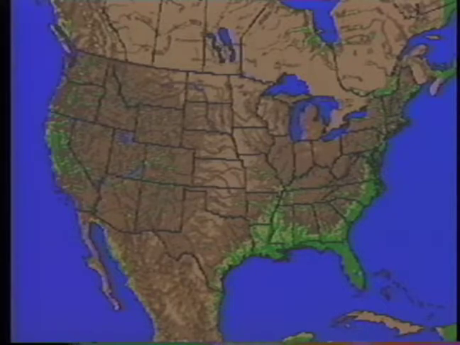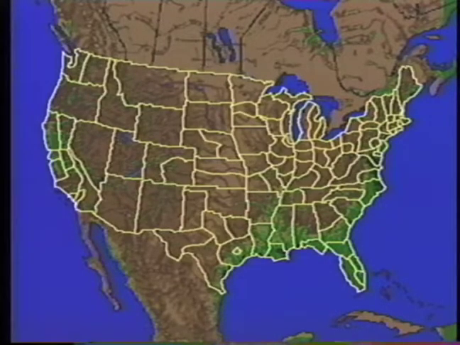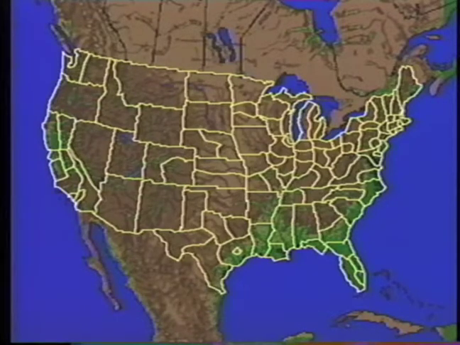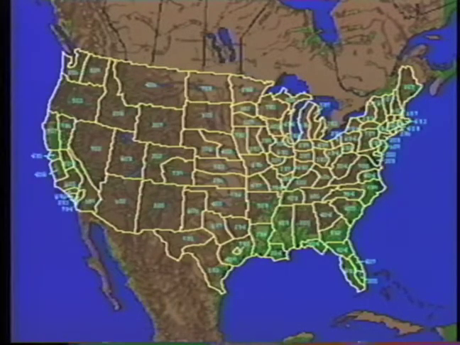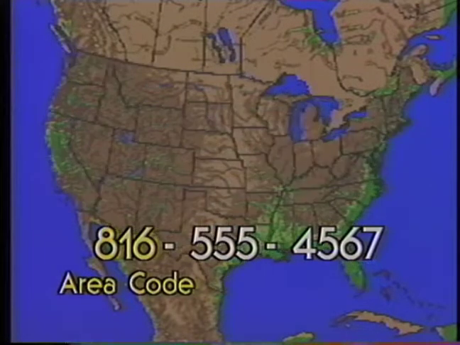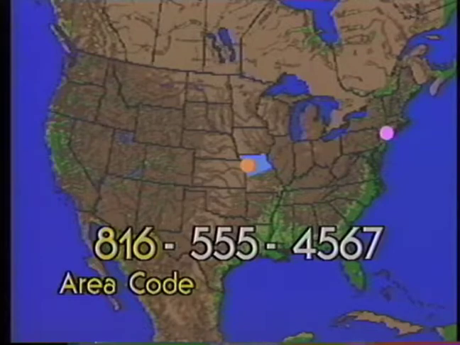To implement the North American numbering plan, the country was divided into numbering plan areas. The numbering plan area is represented by the first 3 digits called the area code. For example, Joe's friend Lou lives near Kansas City. His area code is 816. When Joe dials Lou's number, the call is routed directly to the 816 numbering plan area.